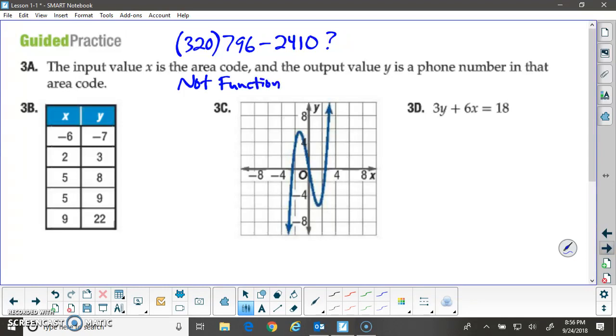Looking at letter 3b. Looking at this table, this is not a function because for the given x value of 5, there are 2 separate outputs, 8 and 9.